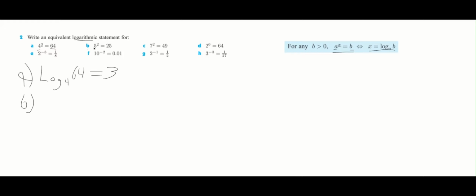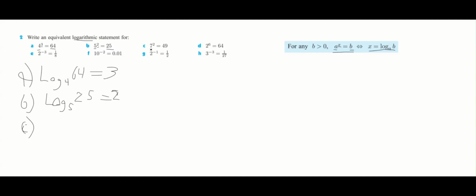Then we're brought to B. So again, it's the exact same thing. 5 is A, 2 is X, 25 is B. Awesome. So we do log base A, which we just said is 5, and then B, which we just said is 25, and then equals 2, because that's X. I still can't write 2's. Awesome.